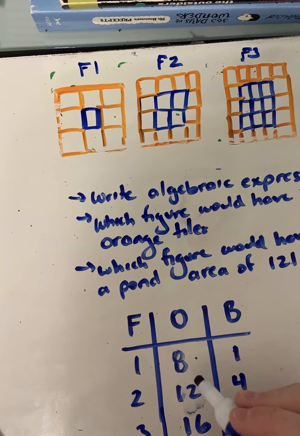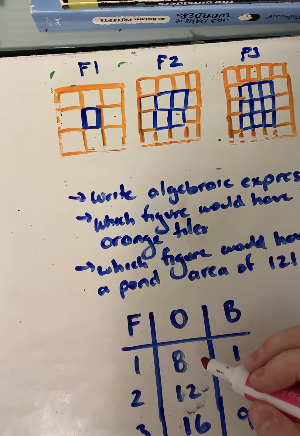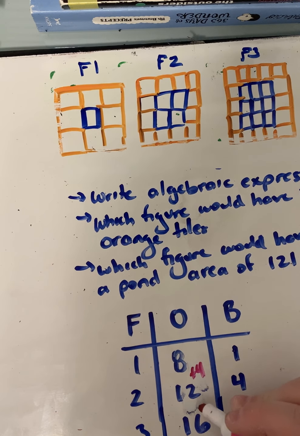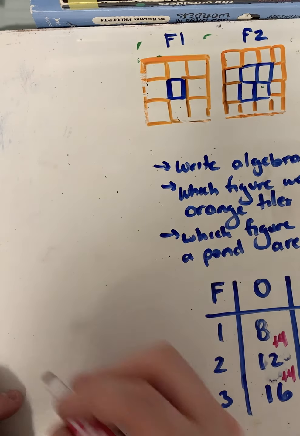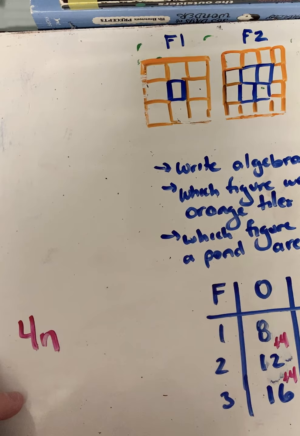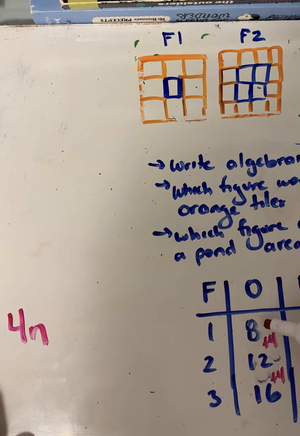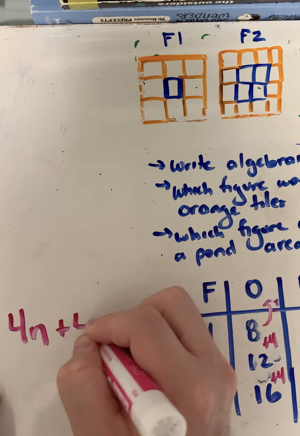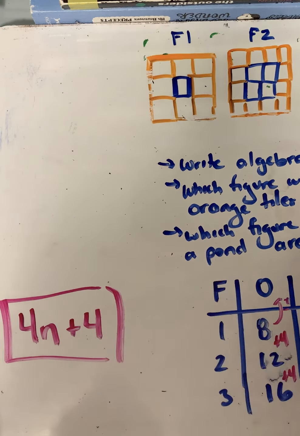So what is the movement here? Let me get a different color so we can see it. From 8 to 12, it's plus 4, and from 12 to 16 is plus 4. So the orange tiles are 4n. Now, this is one of those ones where you can go backwards. If we go backwards by 4 to get to the 0 figure, we'll end up at 4. So the answer would be 4n plus 4. We're going to need to hold on to this one because we need it for the second part.